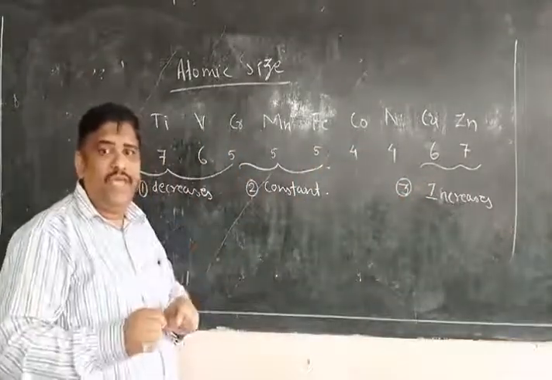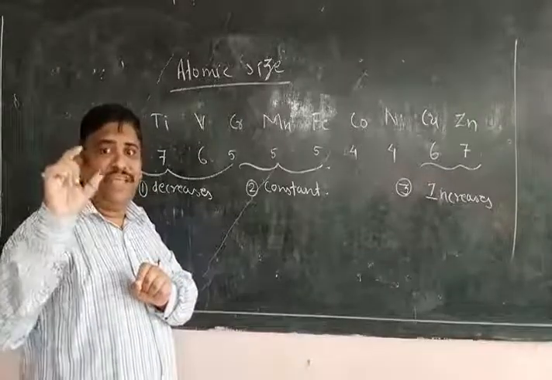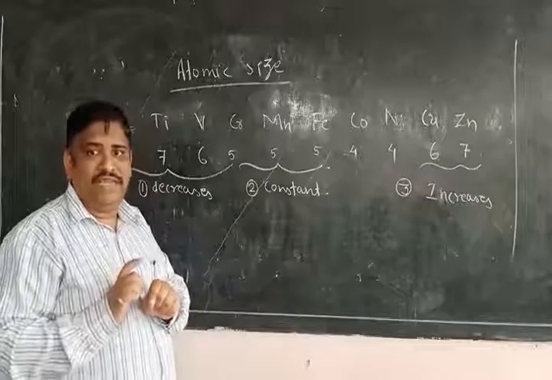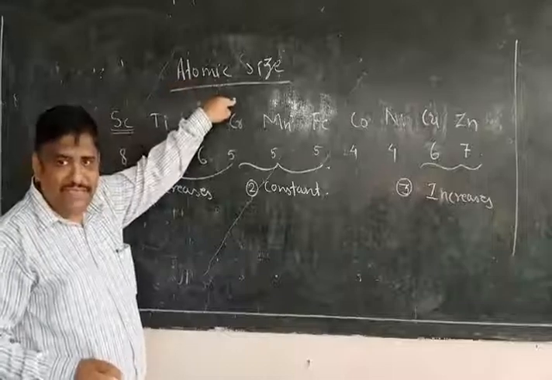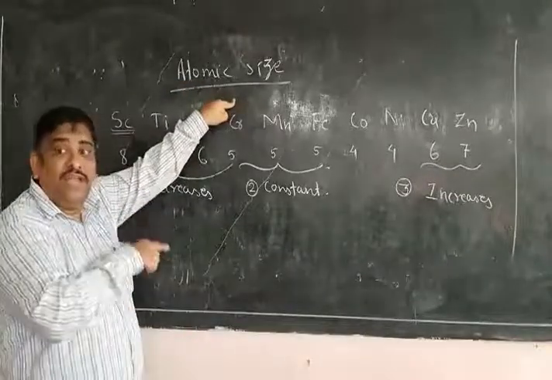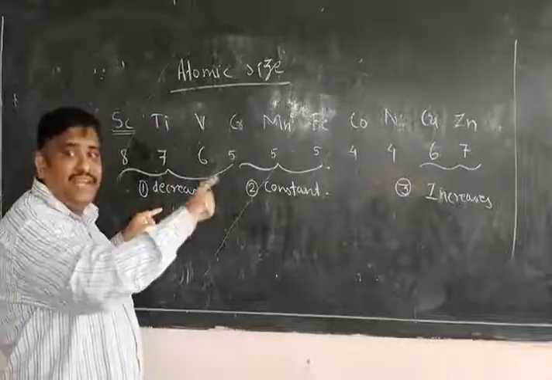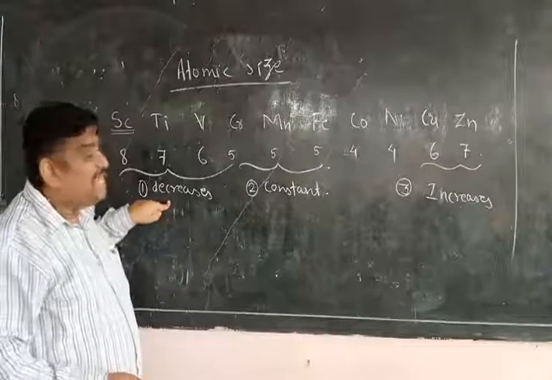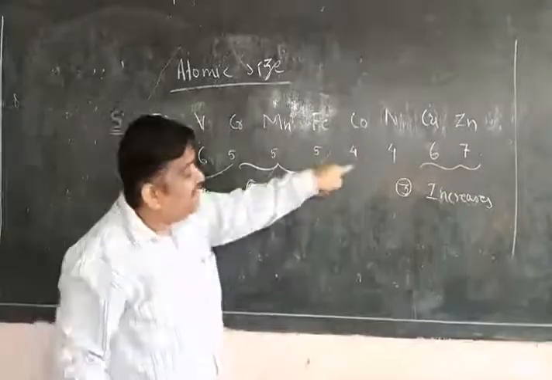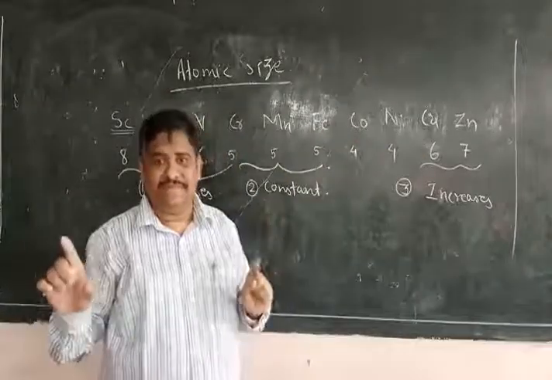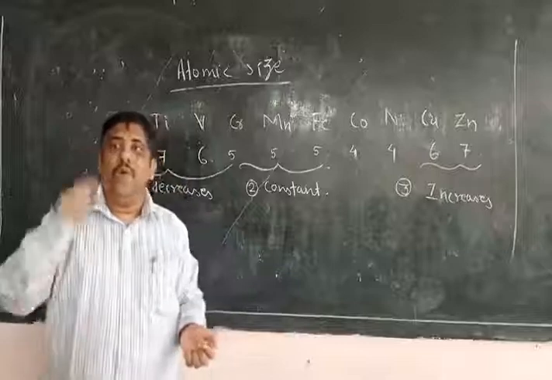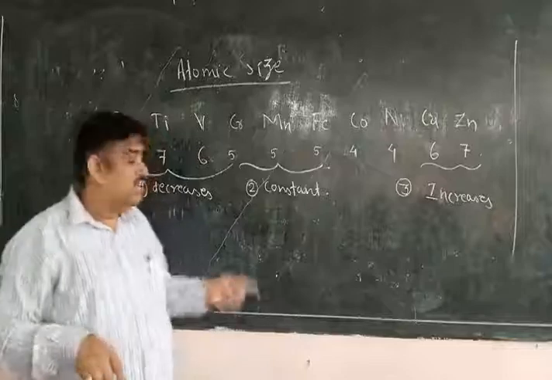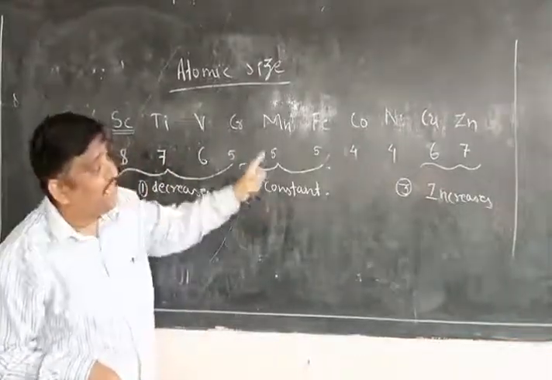Here in this property, you have to remember only the specific required information, the points you have to answer in the examination. Which property are we discussing? Atomic size. How does the atomic size vary in the d block elements? In the 3d, 4d, 5d and 6d series, first the atomic size decreases, secondly it remains constant, and finally it increases again. If they ask in the examination to write the variation of atomic size in the d block elements, you explain: decreases, constant, and then increases.